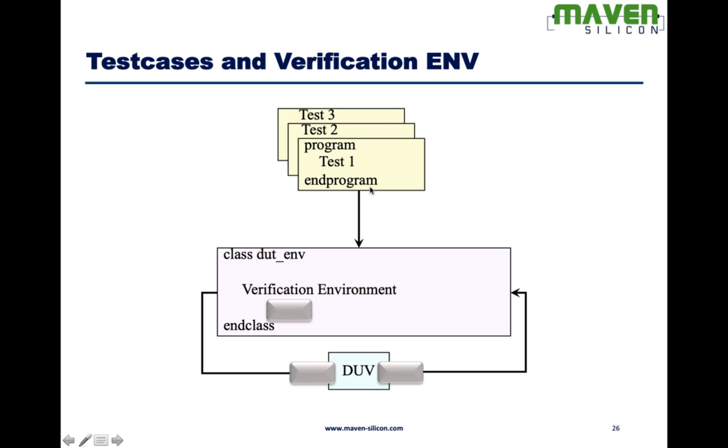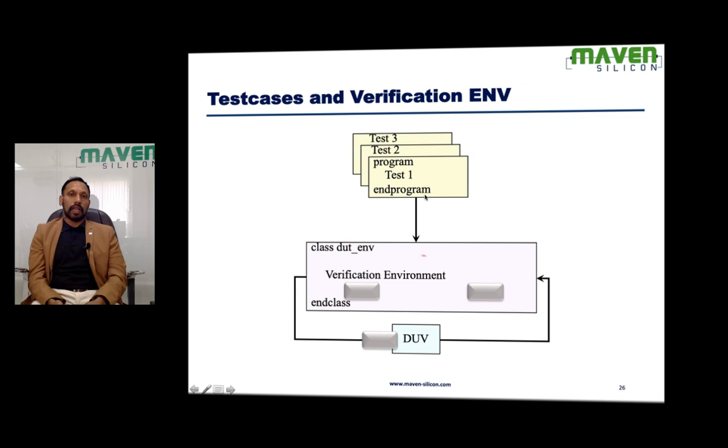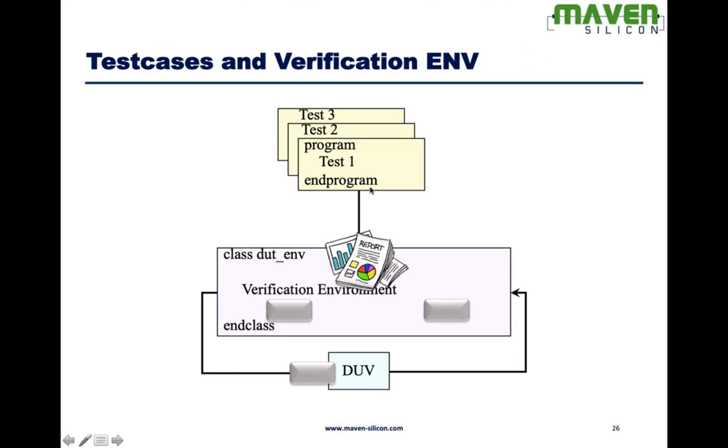When the DUV produces binary values, all the binary values will be collected by the verification environment and the values will be converted back into packets, and eventually the packets will be compared. If the comparison is successful, then the coverage values will be generated. This is how the data flow happens. This is how we create a reusable verification environment, and this is how we generate different kinds of test scenarios to verify the DUV.